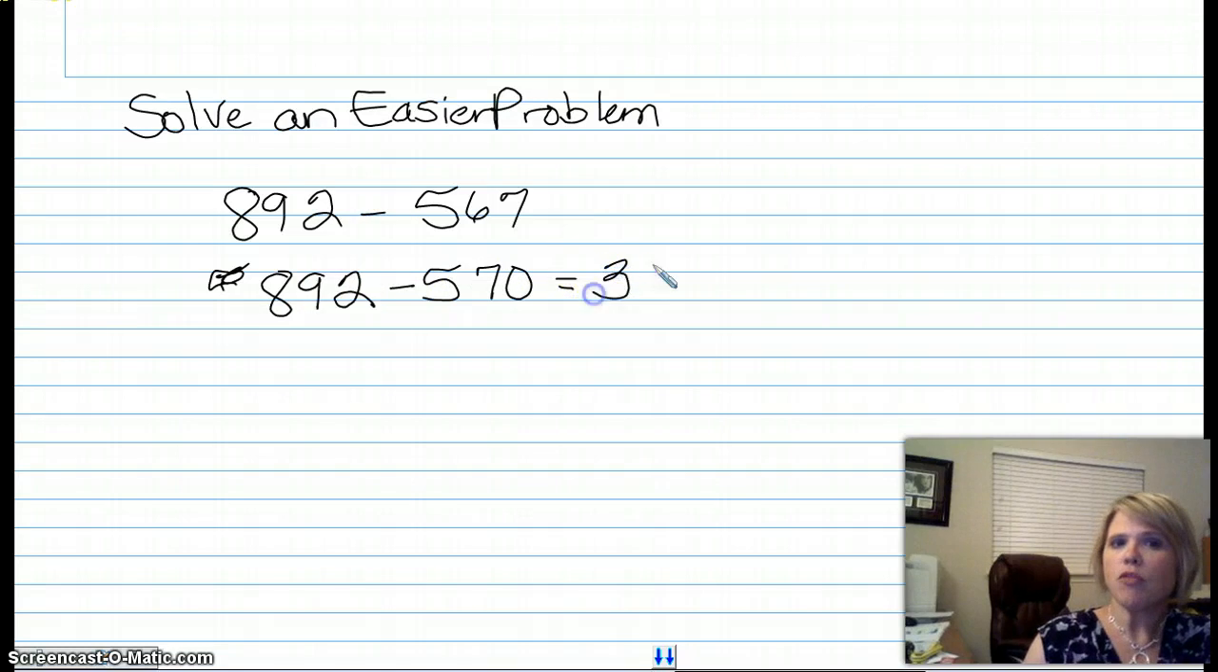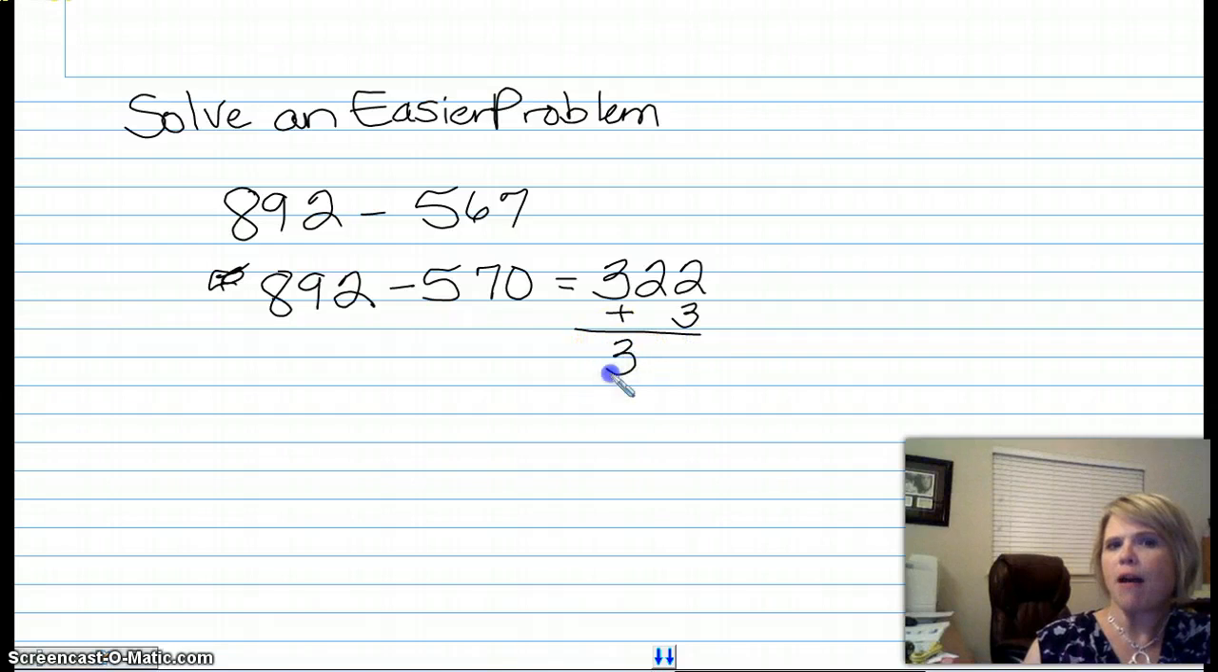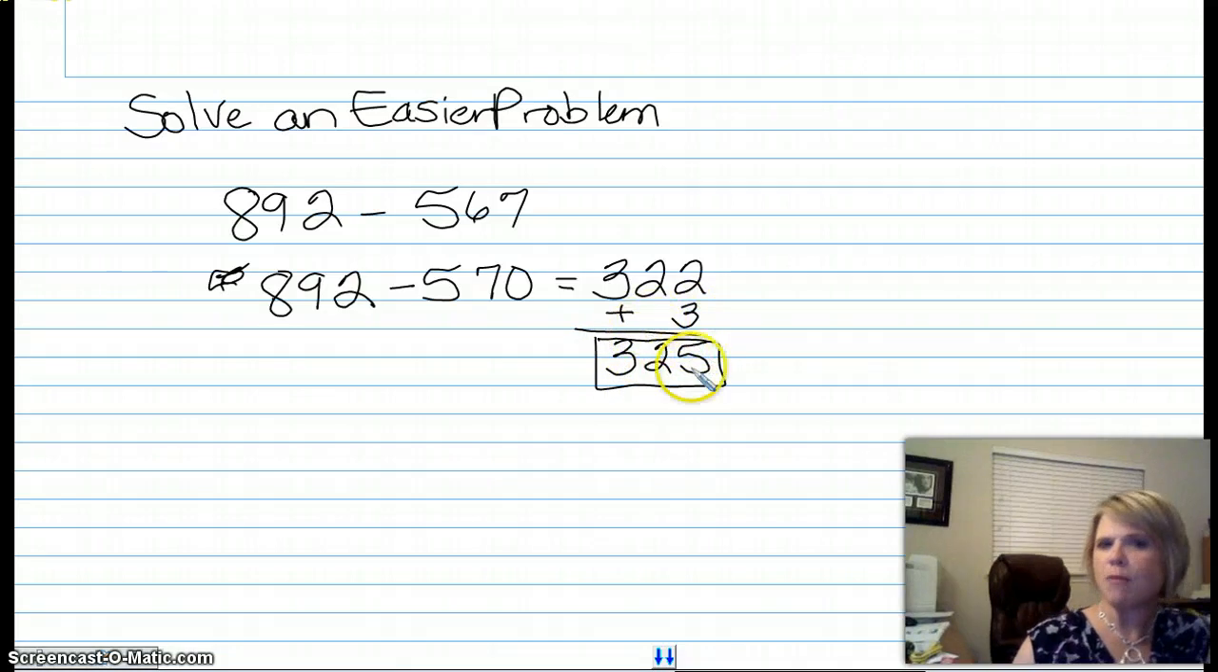I can. 322, right? 800 minus 500, 90 minus 70, 2 minus 0. Okay? But I'm taking away 570. Didn't we just say that it's 3 too much? So if this answer is 3 too much taken away, we have to add 3 back on. And there's my answer. And that probably is difficult for some of you.